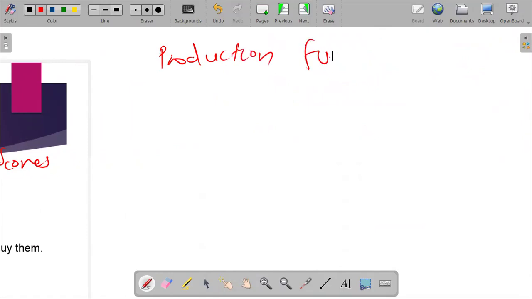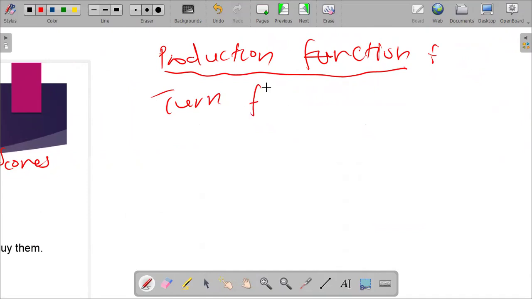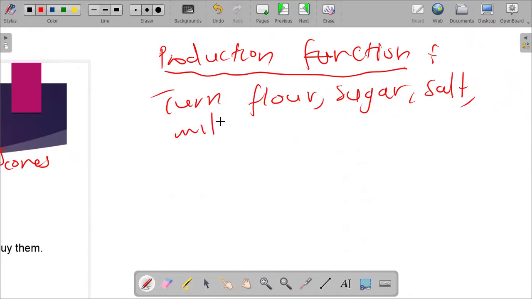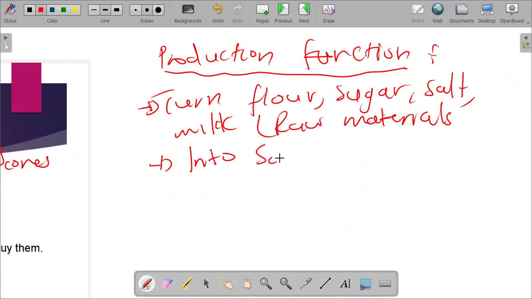production function. This is the second function. So this is where we turn flour, sugar, salt, milk, right? What are these? These are our raw materials, all right? These are our raw materials. Into what? Into scones, cakes, and muffins, and bread, right?